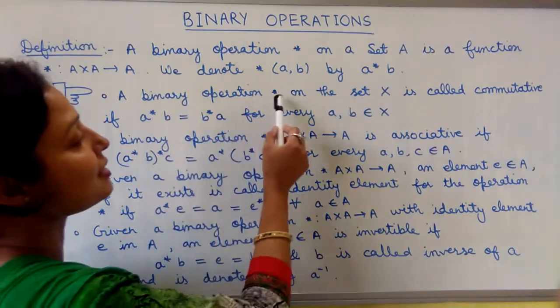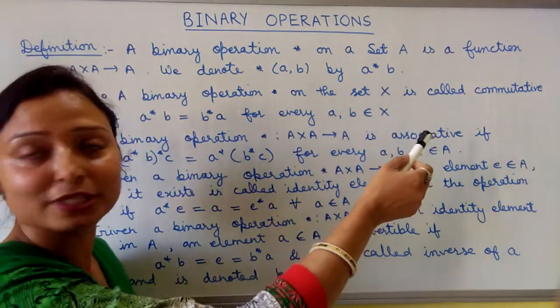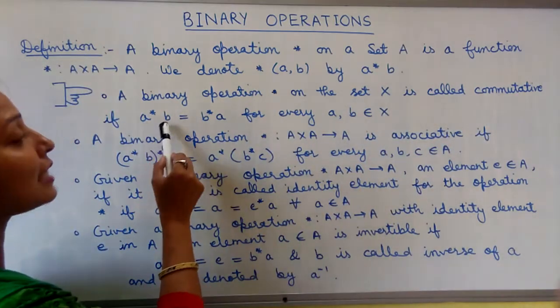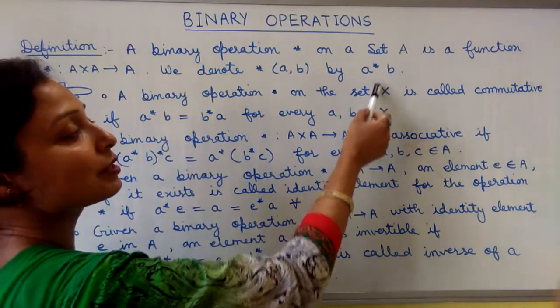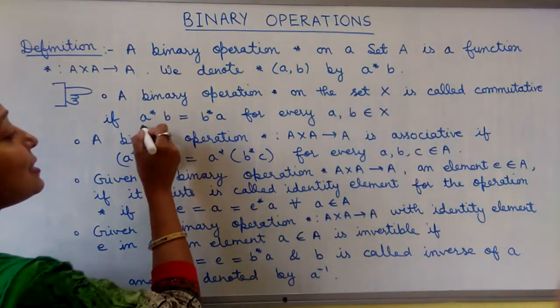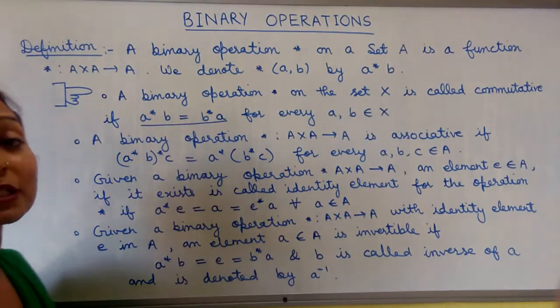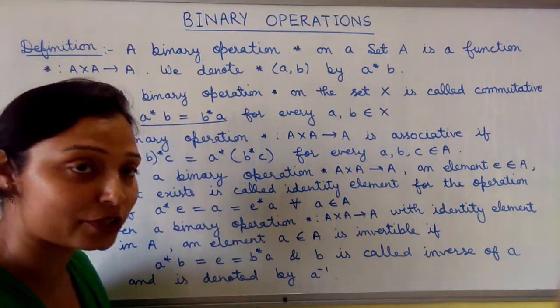A binary operation star on the set X is called commutative if A star B is equal to B star A for every a, b belonging to this set. So it is necessary to prove that A star B is equal to B star A. That is the commutative property.